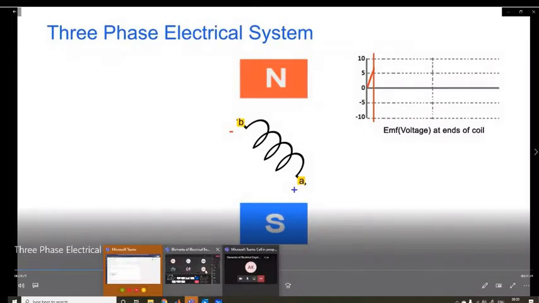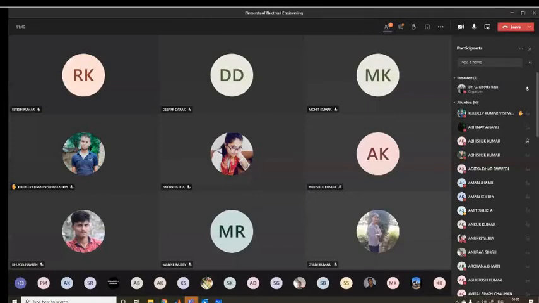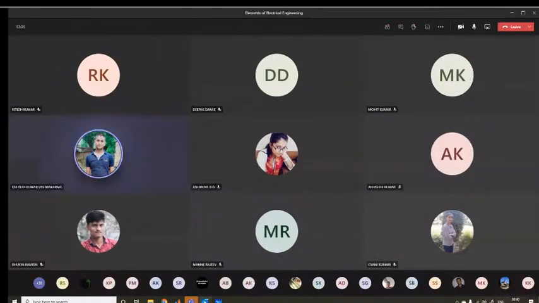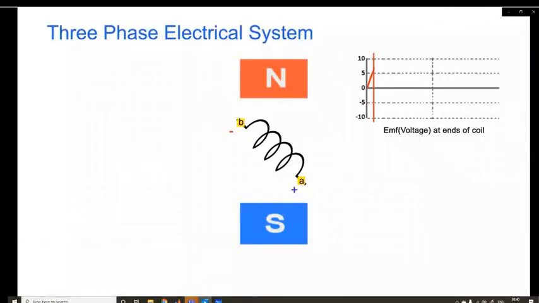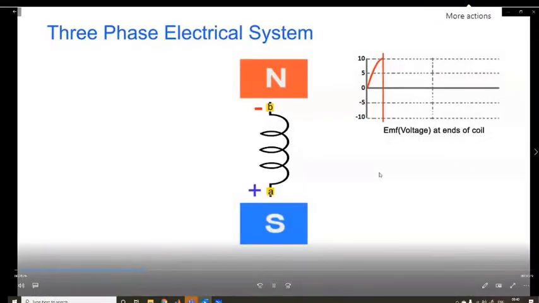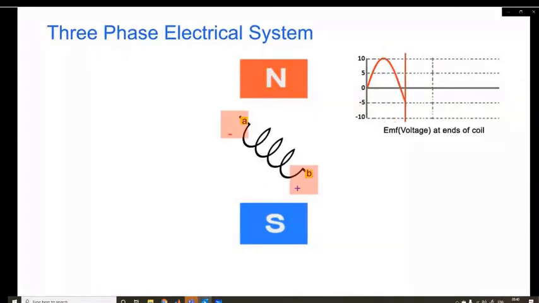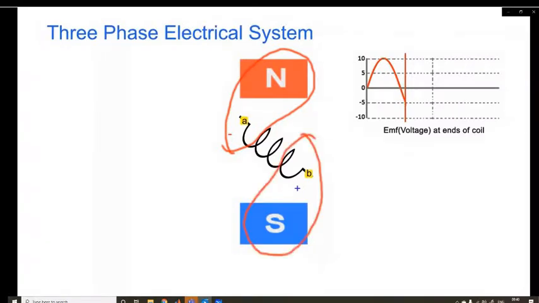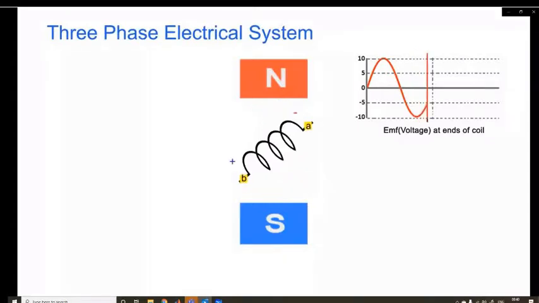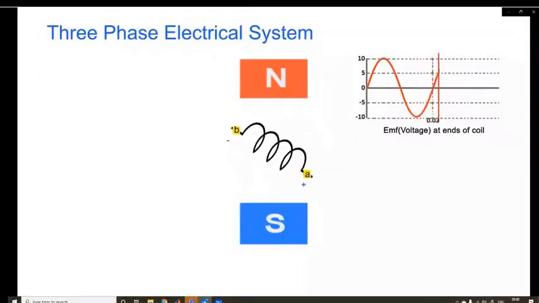In this position, the coil aligned itself with the field and the EMF across the ends of the coil is maximum. At this position, EMF gets reduced and finally becomes zero in this position. The coil continues its rotation and again an EMF is induced in the coil. But the polarity gets reversed because this side is now linking with the north pole and this side with the south pole. So, in this way, alternating EMF is generated at the ends of the coil.